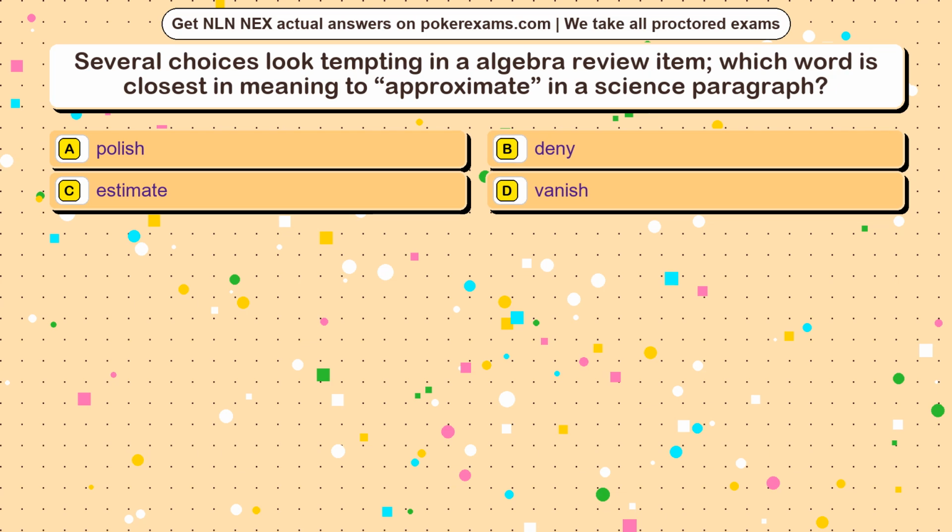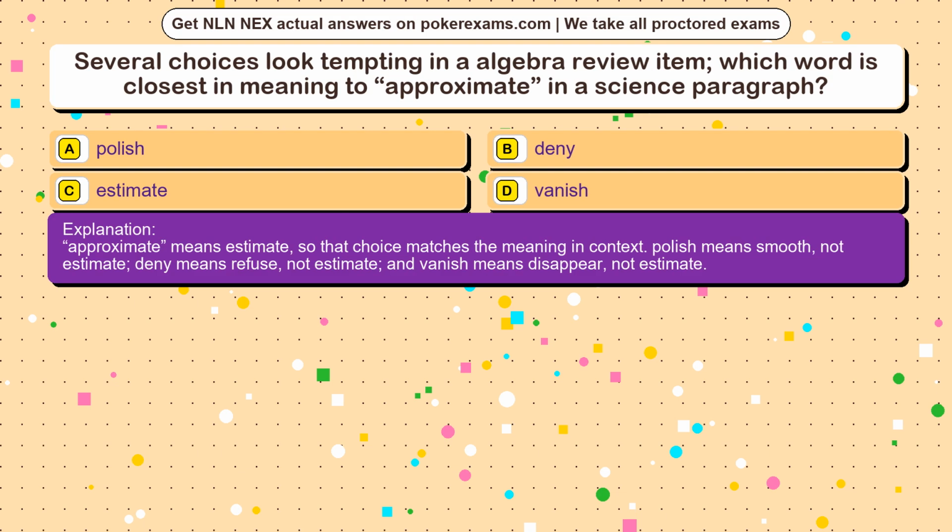The correct answer is option. Approximate means estimate, so that choice matches the meaning in context. Polish means smooth, not estimate. Deny means refuse, not estimate. And vanish means disappear, not estimate.